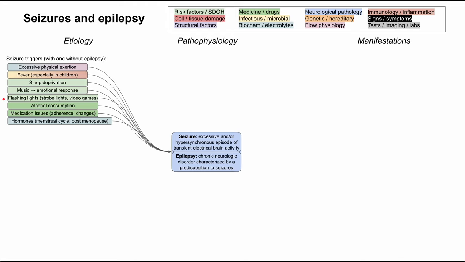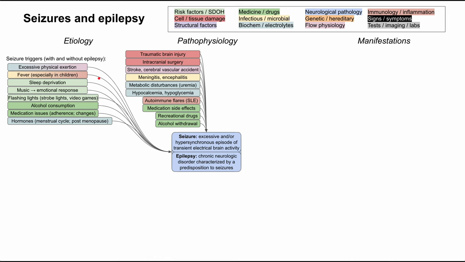Alcohol consumption can trigger a seizure. This is because alcohol is a central nervous system depressant. So if you all of a sudden have a change in your central nervous system response, then you can trigger a seizure that way. Medication issues, such as adherence to anti-epileptic medications or new changes or new interactions between new drugs, can also trigger seizures. Hormones have been shown to trigger seizures as well. This is most common in the menstrual cycle for women of reproductive age or postmenopausal, when you have a significant decline in some hormones after 51 years old in women. So these are triggers that can cause seizures both in patients with and without epilepsy.